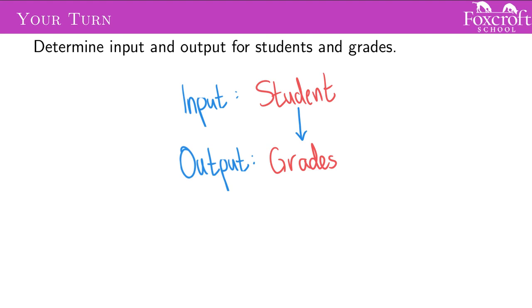If I try to do it the other way, say I put in grades and try to get out the student, if I put in something like a 94, well, last unit multiple people got a 94, so I'd get multiple students that have that grade, and that's not a function because I'm getting multiple things out. So again, just double check which one is which by asking, is it possible for it to be a function if I make that my input?